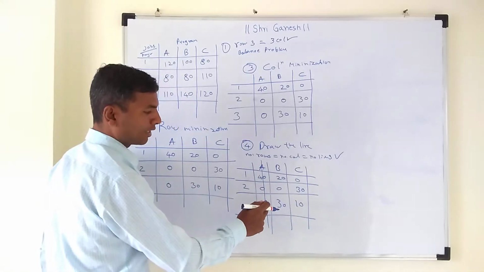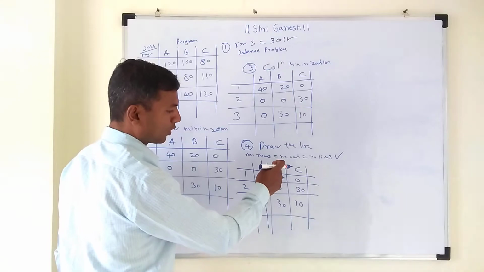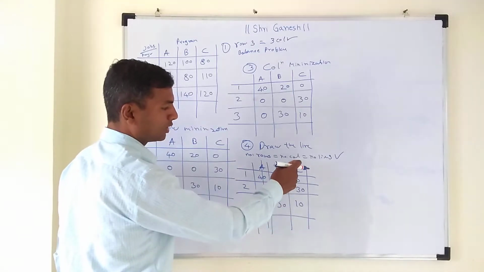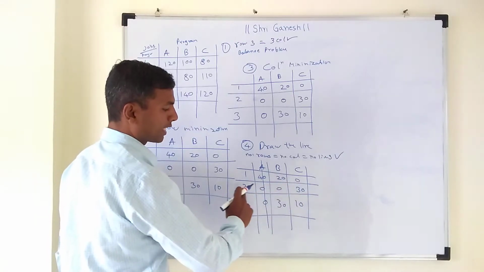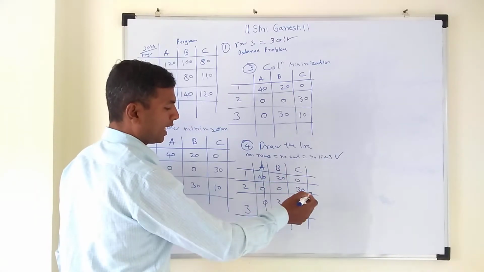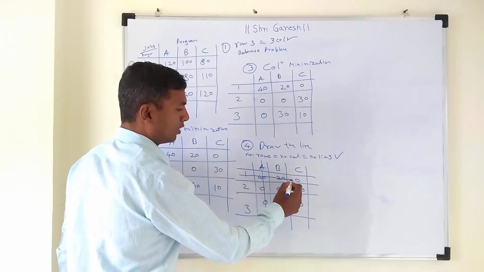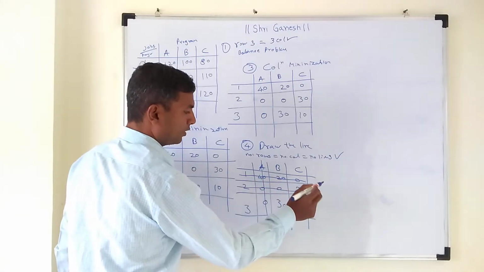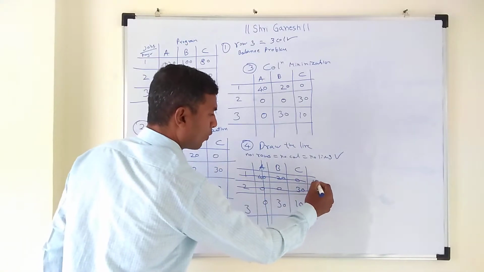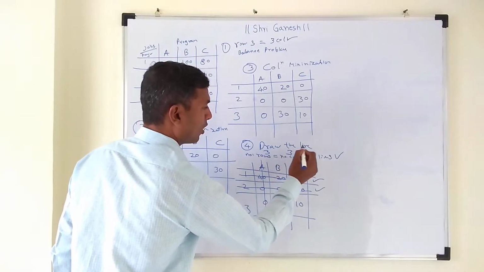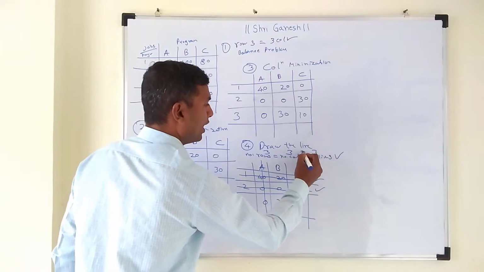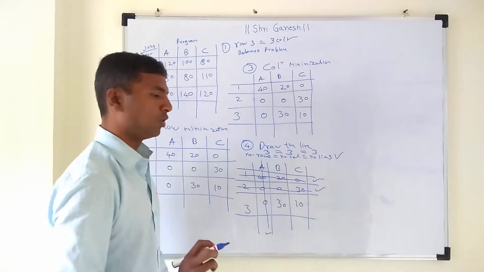Now again we have to check how many zeros are there. So in the second column 1 zero is there. Third column 1 zero is there. First row 1 zero is there. Second row 1 zero is there. So you can draw any way. We have to cut the zeros. Right? So how many lines are there? 1, 2 and 3. So the number of rows is 3, number of columns is 3, number of lines is 3. It means it is an optimum solution.